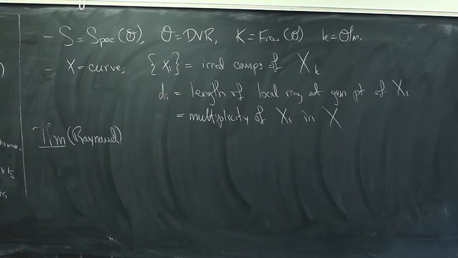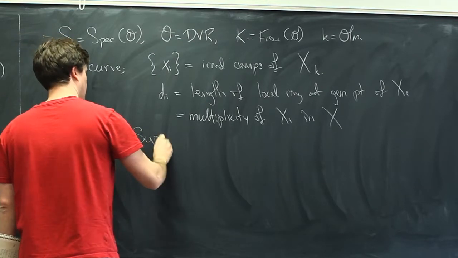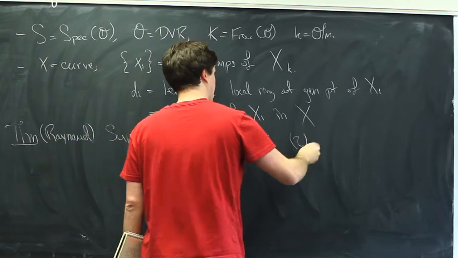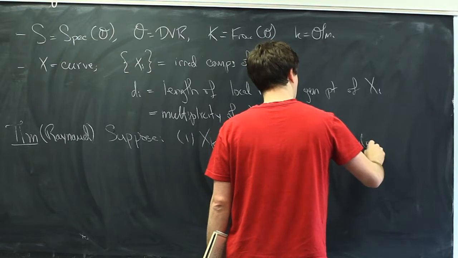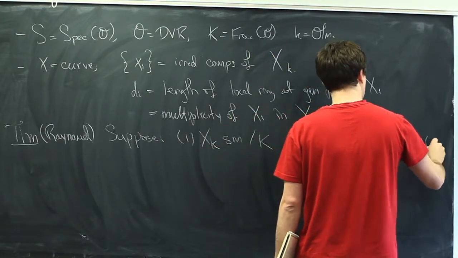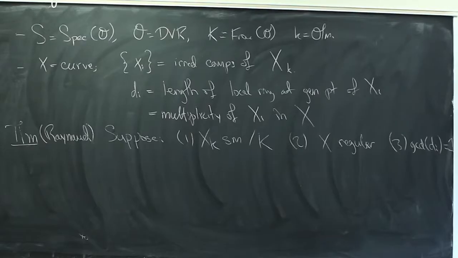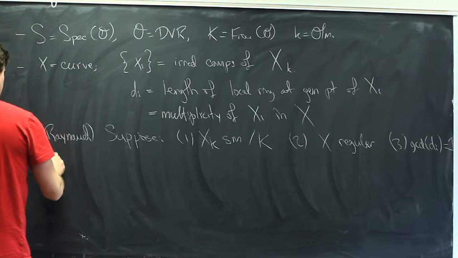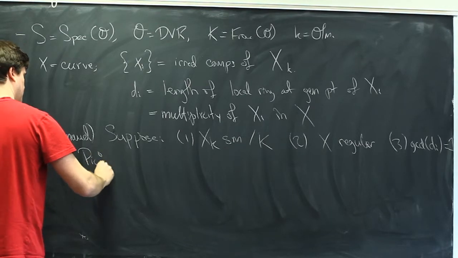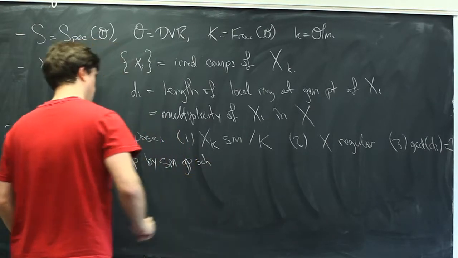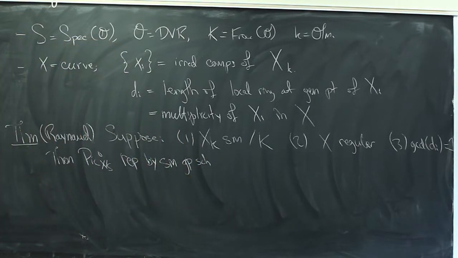So anyway, the theorem says that if we suppose, so I'm going to put three conditions. The first is that X is generically smooth. Second is that X is regular. And three is that the GCD of these multiplicities is 1. So in that case, this Pic^0 is represented by a smooth group scheme over O. And it's actually the identity component in the Néron model of the Jacobian of X.